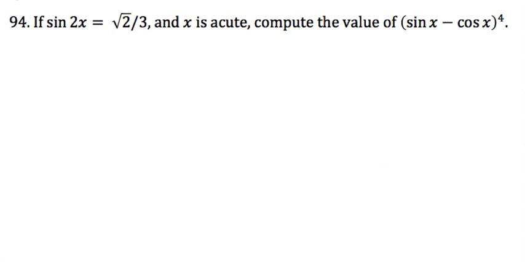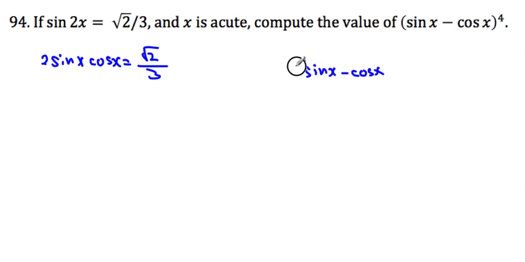Alright, let's look at number 94. Sine of 2x is equal to radical 2 over 3. Wait a minute, what is this? This is in fact 2 sine of x cosine of x equal to radical 2 over 3. How about the other side? We have something raised to the 4th power, which is equal to sine of x minus cosine of x, raised to the 2nd power, and then the result raised to the 2nd power. That's another way for us to do it.